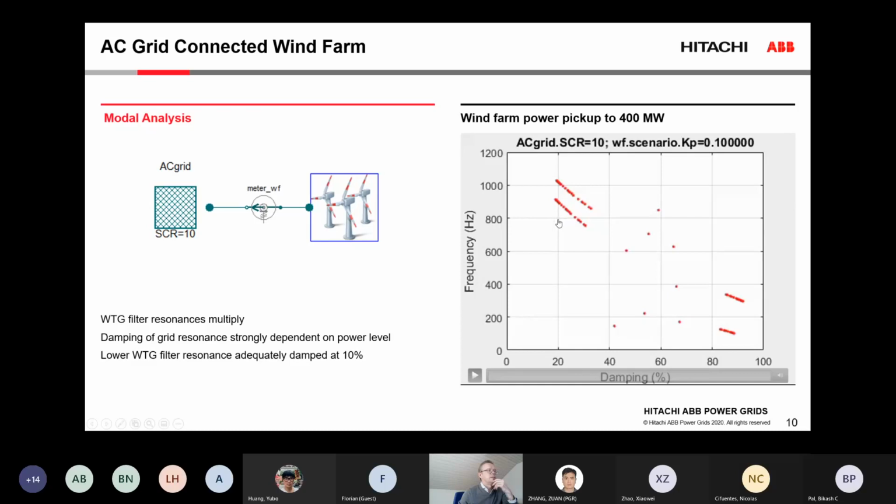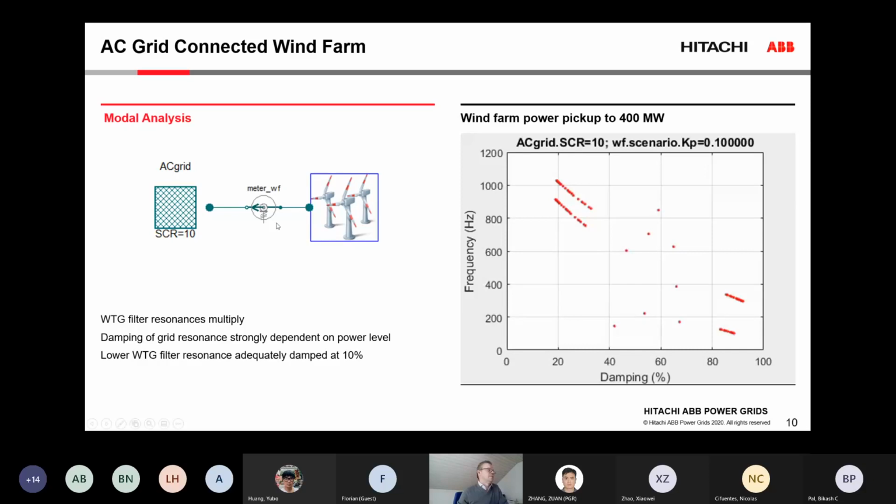So you can see the results to the left here, the frequency and damping of the resonance modes. Clearly, we can see a group of resonance modes related to this LCL filter resonance in the wind turbine. We see the grid resonance here, and we see some other modes that are related to other parts, like the transformers and the AC grid cable sections. But these 2 groups here are clearly identifiable.